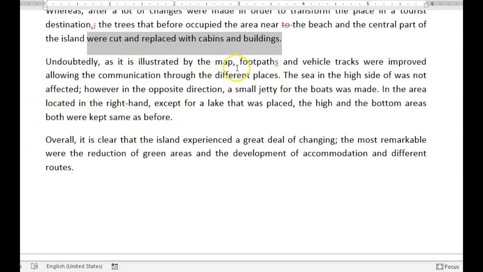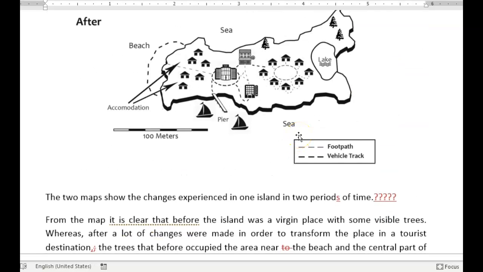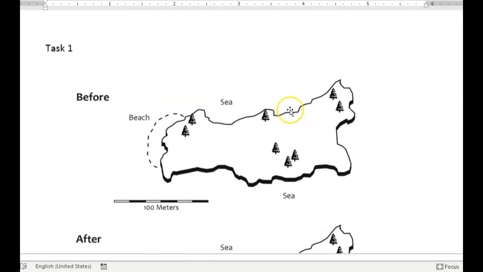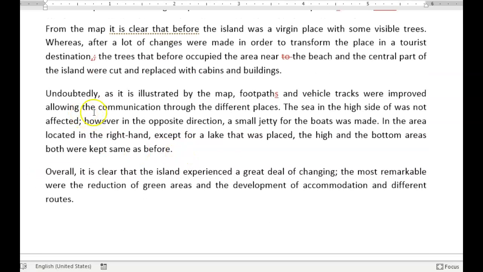Undoubtedly, as it is illustrated by the map, footpaths and vehicle tracks were improved. They were not improved, they were built. They were traced, but not improved because there were absolutely no tracks before. Allowing communication through between different places. This part I don't understand. This part I don't understand, seriously. Okay.